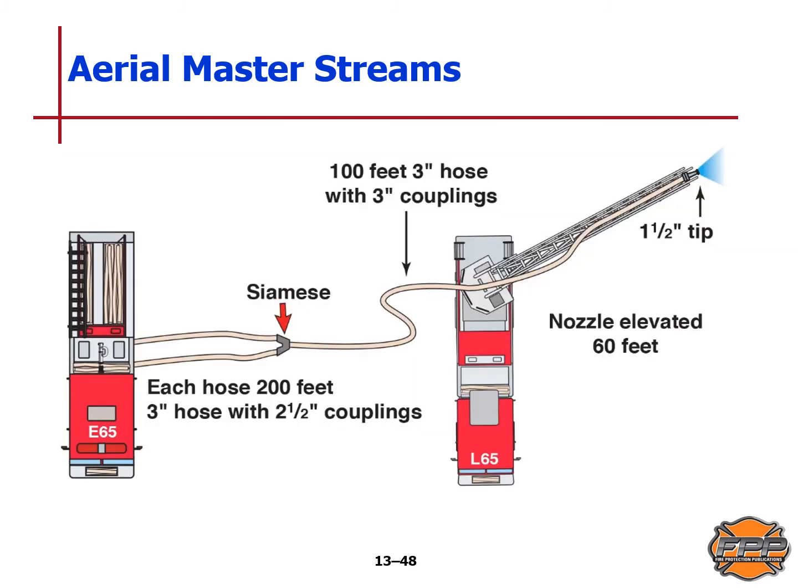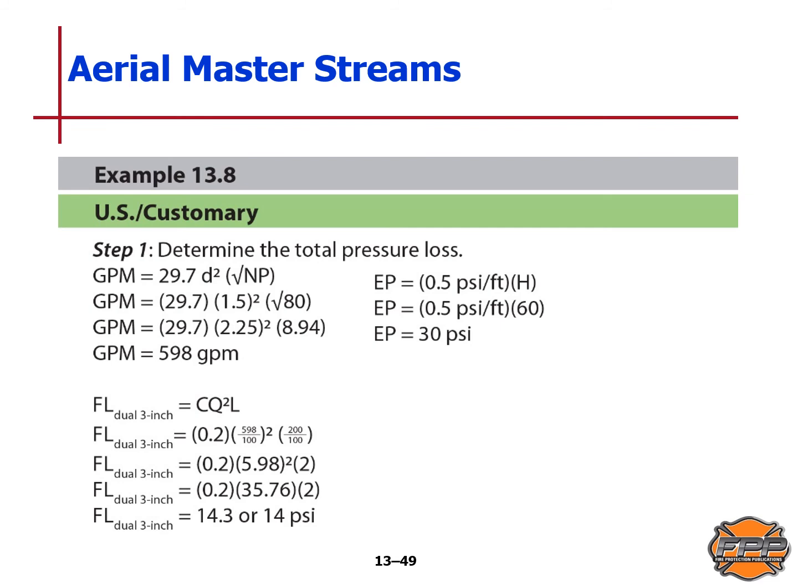So this is your actual setup. You have your pumper with two lines feeding into a Siamese unit that feeds into a single line of 100 feet of 3-inch hose with 3-inch couplings, and they are being fed up the quint to a master stream nozzle, and that's elevated at 60 feet. So we're still talking about aerial master streams, and this is example 13.8 still. So let's look at determining total pressure loss.